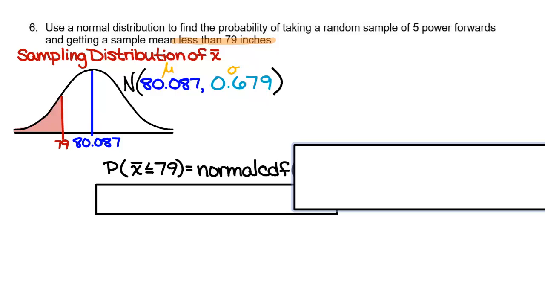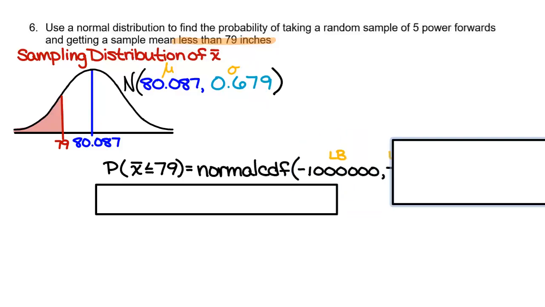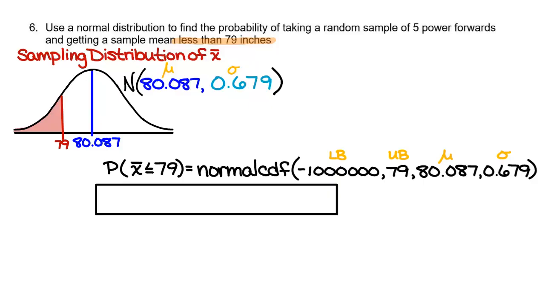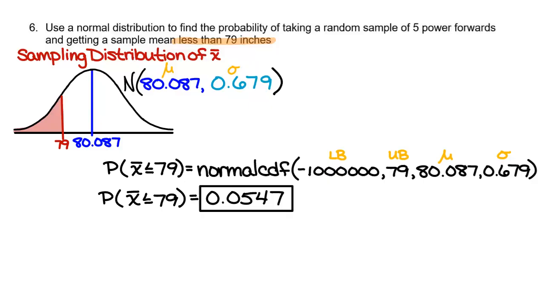What is our upper bound here? 79 is our upper bound. And then we have our mean and our standard deviation. Using negative 1,000,000 as a lower bound is definitely an absurdly small number. And what do you get when you put this into the calculator? 0.0547.